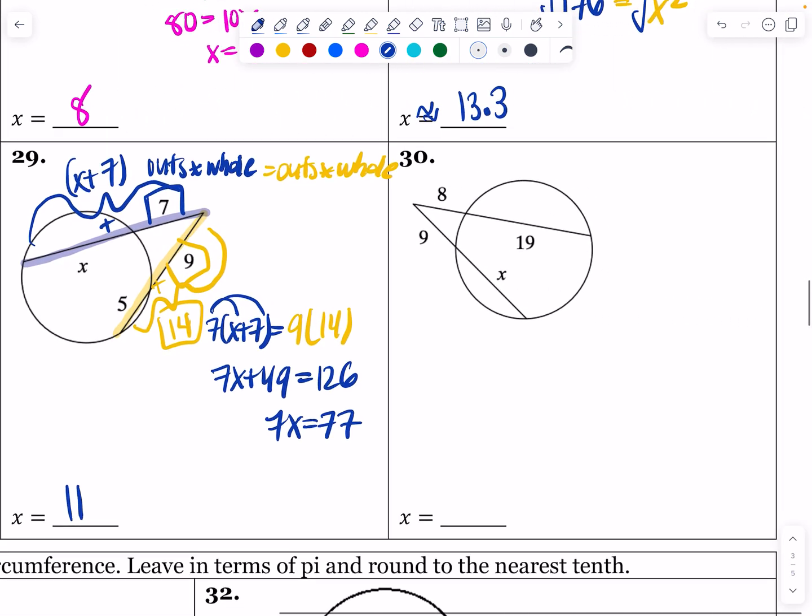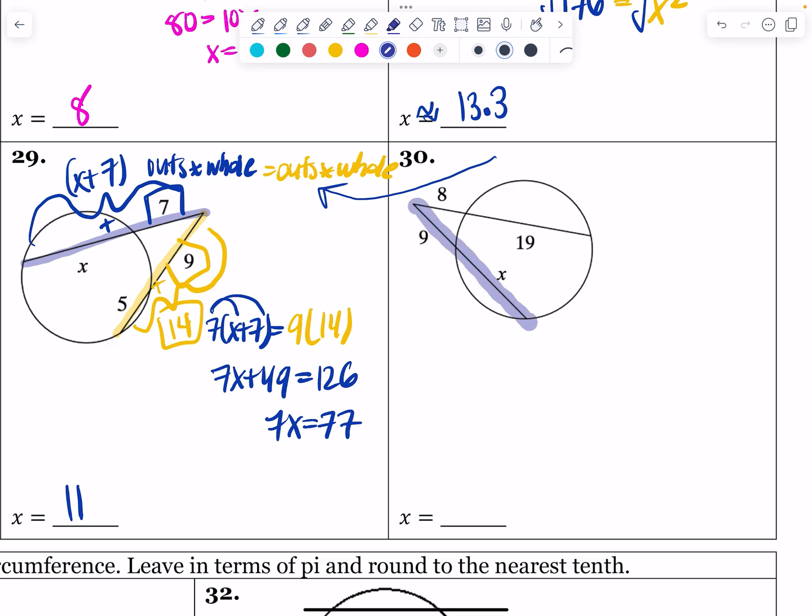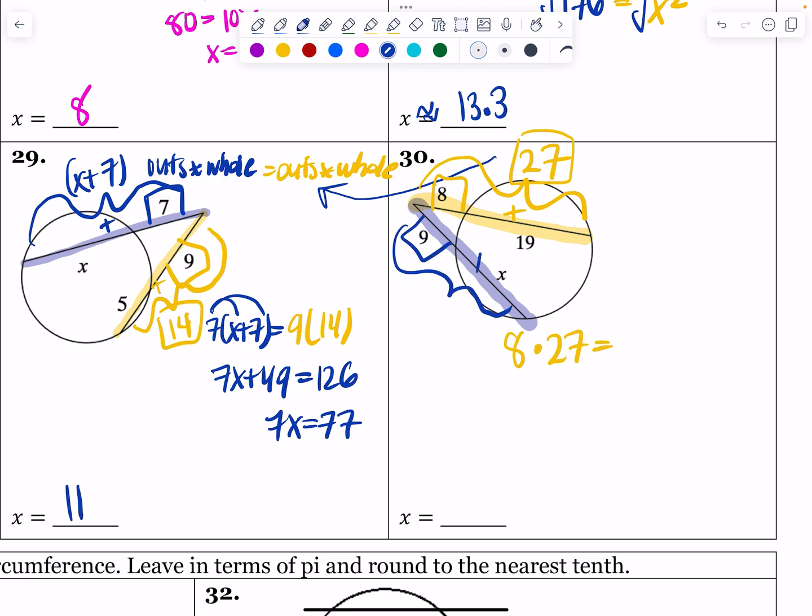All right, same thing on this last one. I'm just going to do an arrow pointing to here. It's the same formula: outside times whole equals outside times whole. We've got 8 on the outside of the yellow piece. What's the whole thing? What is 8 plus 19? That's going to give me 27. So it's going to be 8 times 27, which should be equal to 9 as the outside times the whole thing, an expression of 9 plus x. So it's going to be 9 times 9 plus x.